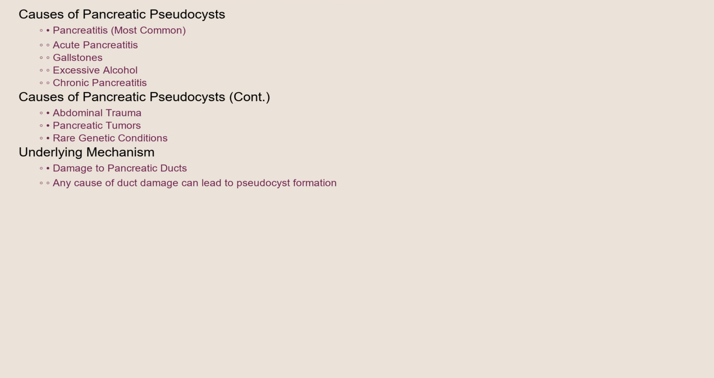The most common culprit is pancreatitis, both acute and chronic. Acute pancreatitis, often triggered by gallstones or excessive alcohol consumption, can lead to the formation of these fluid-filled sacs. Chronic pancreatitis, a long-term inflammation of the pancreas, also contributes significantly. Other less frequent causes include abdominal trauma, pancreatic tumors, and even certain rare genetic conditions. Essentially, anything that damages the pancreatic ducts can potentially lead to pseudocyst formation.